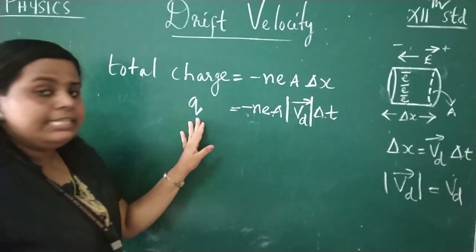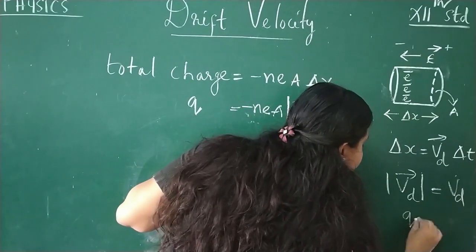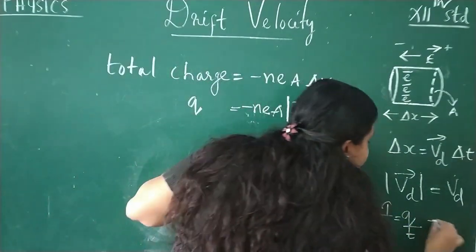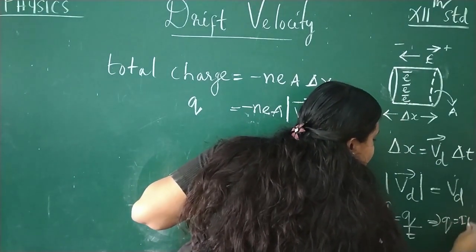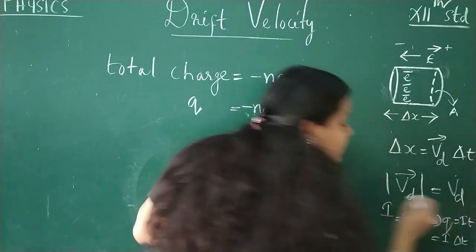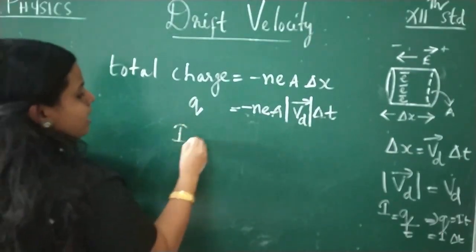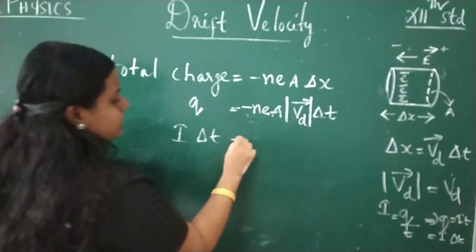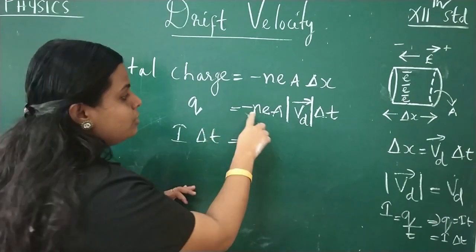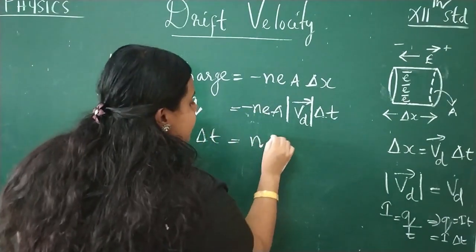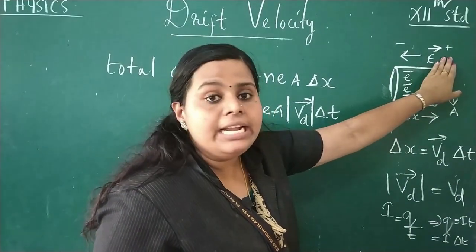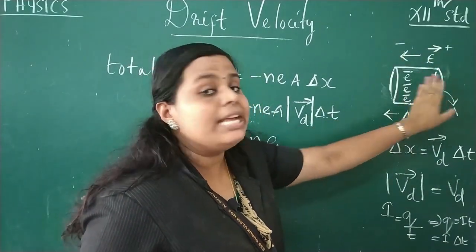Okay, and how is this charge related to current? We know that current is equal to charge flowing per unit time, right? So charge is equal to current into time, and here the time is the small time interval delta t. So instead of q we can write I into delta t, that is equal to n into minus e. Instead of this minus e, here we can consider e only, because in this case the electric field is in a direction which is opposite to the electron flow.